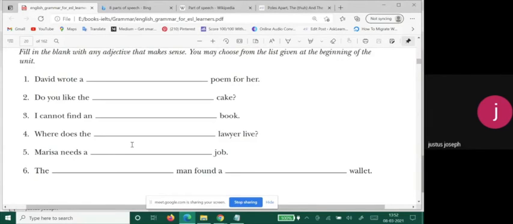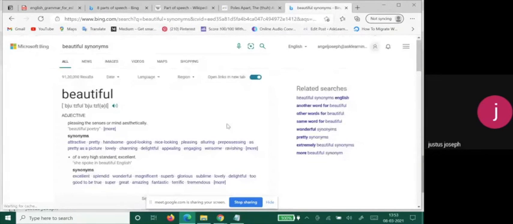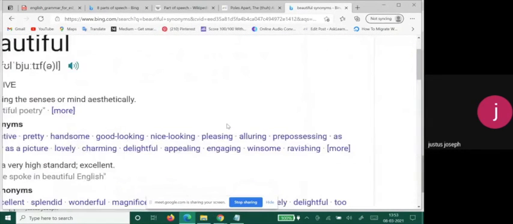So all of you open up your mobile, go to Google and type define beautiful, or beautiful synonyms. All of you open up your mobile and write beautiful synonyms. What all words do you get? Yeah, so many words are there, right?